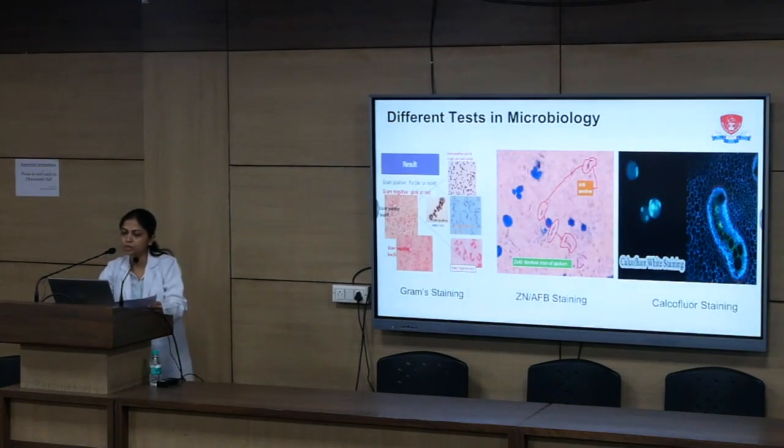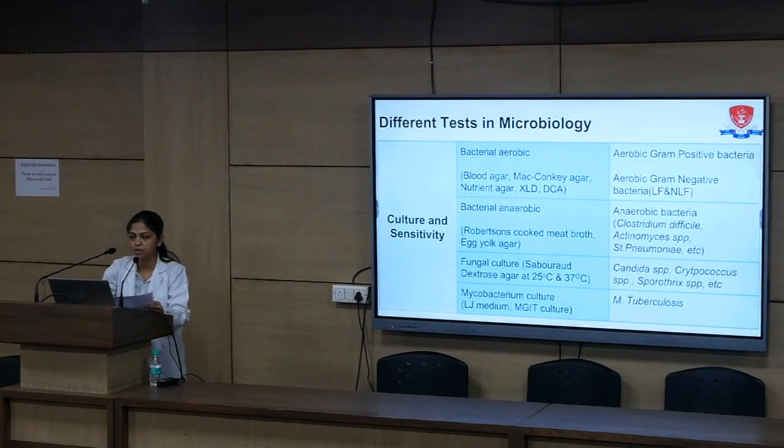These are some pictures of common staining techniques like Gram staining, where we detect gram positive and gram negative bacteria. Then we have Ziehl-Neelsen staining to differentiate AFB, and then calcofluor fluorescence staining, in which we see fungus under fluorescent microscopes. Then the most common, and everybody knows this name, culture and sensitivity, which we do in the department.